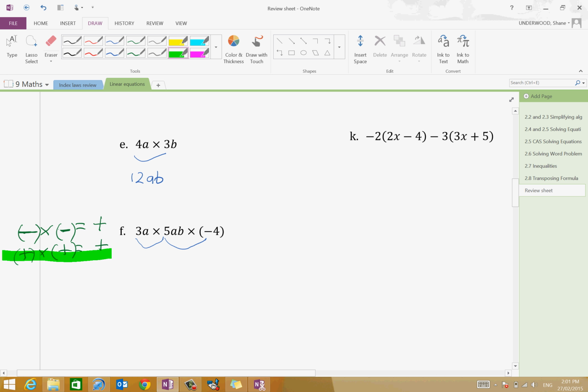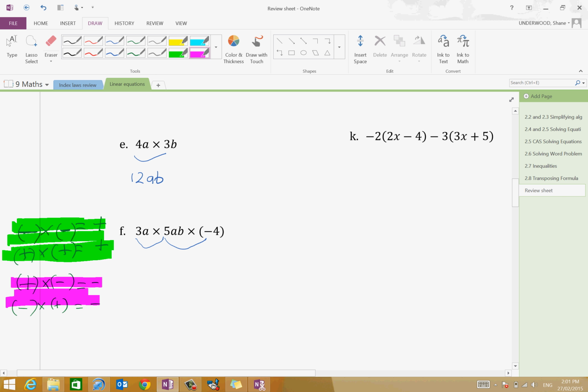This is a very important fact that a number of students still make mistakes with, even though we've been doing it since year 7. A positive times a negative, or a negative times a positive, we know is going to be negative. Okay? Now, we can't keep making this mistake. We'll keep drumming it into your head. But 3 times 5 times 4, negative 60.